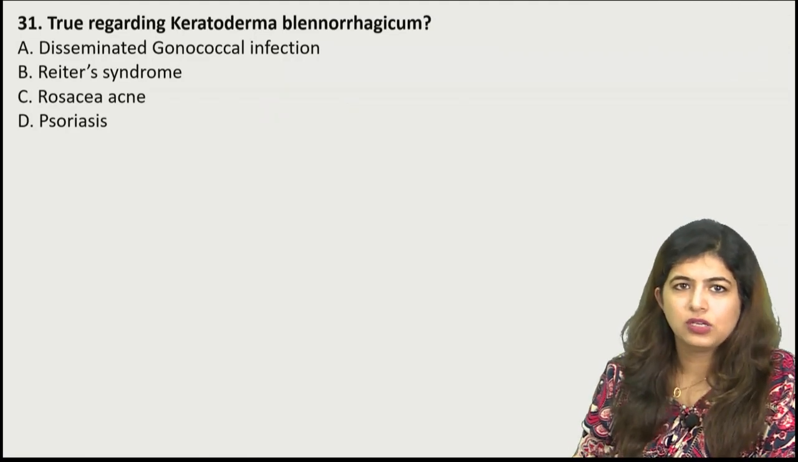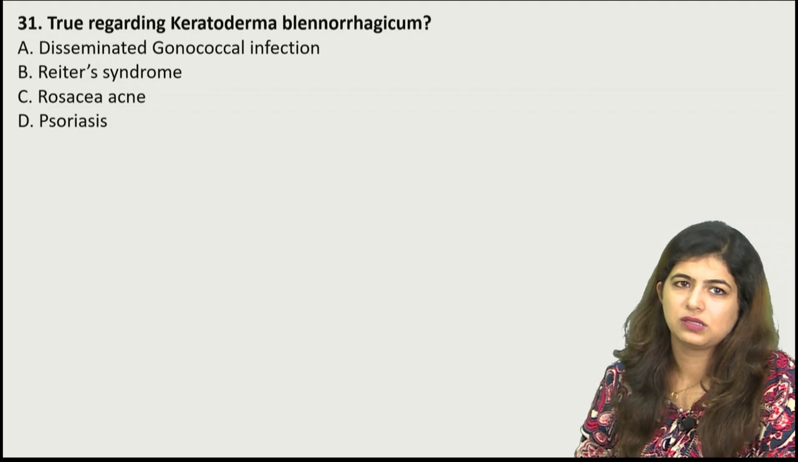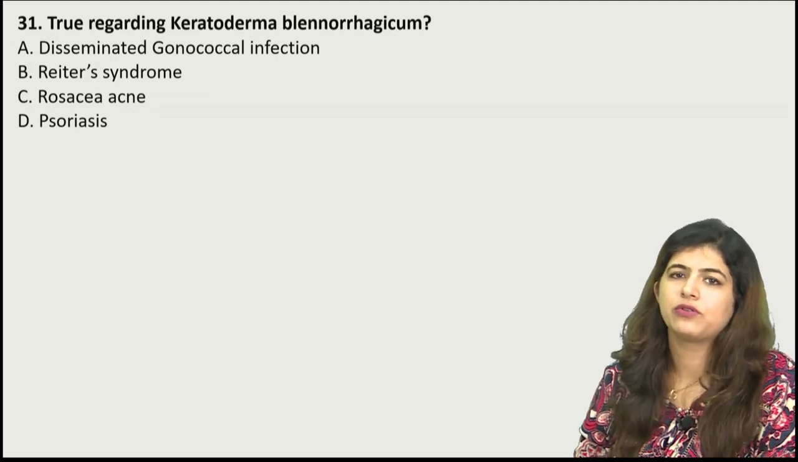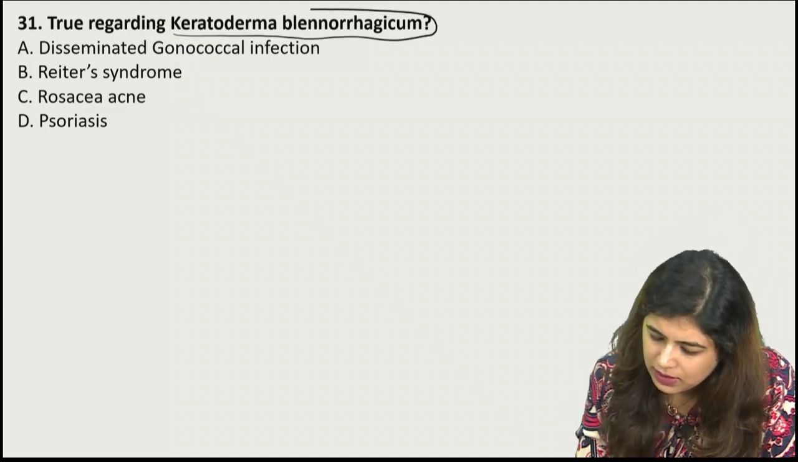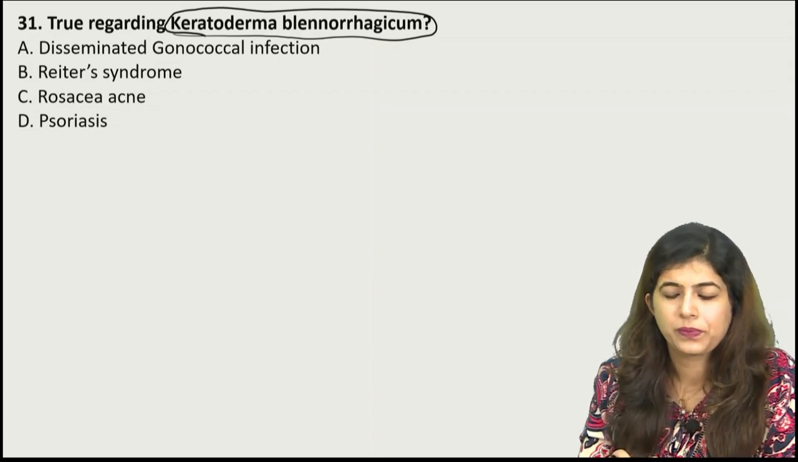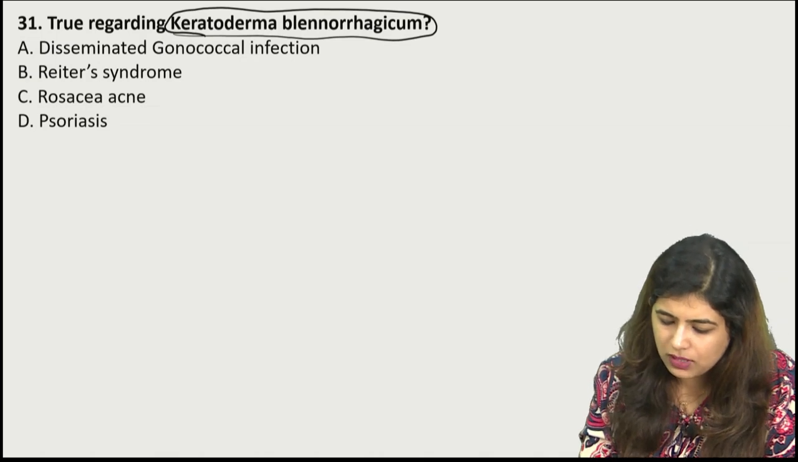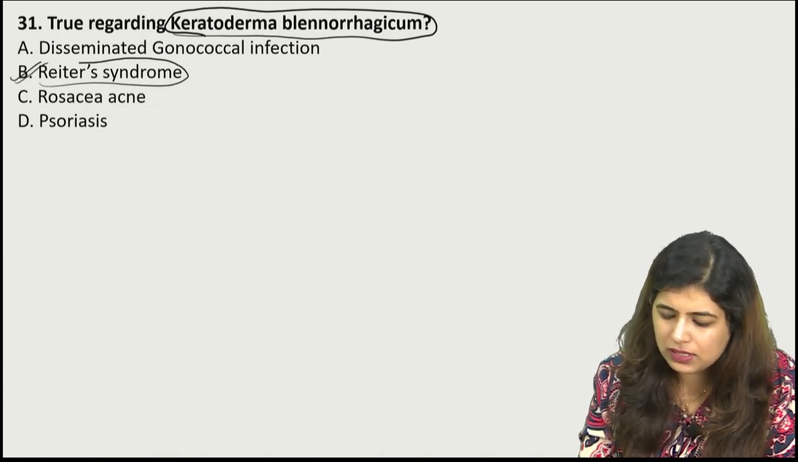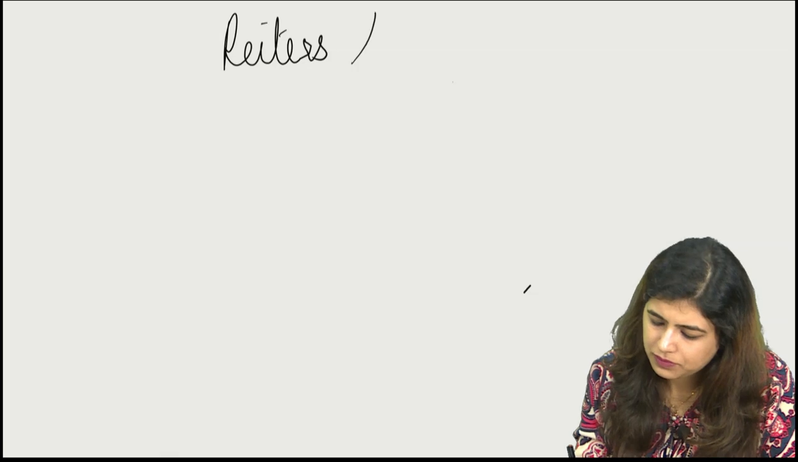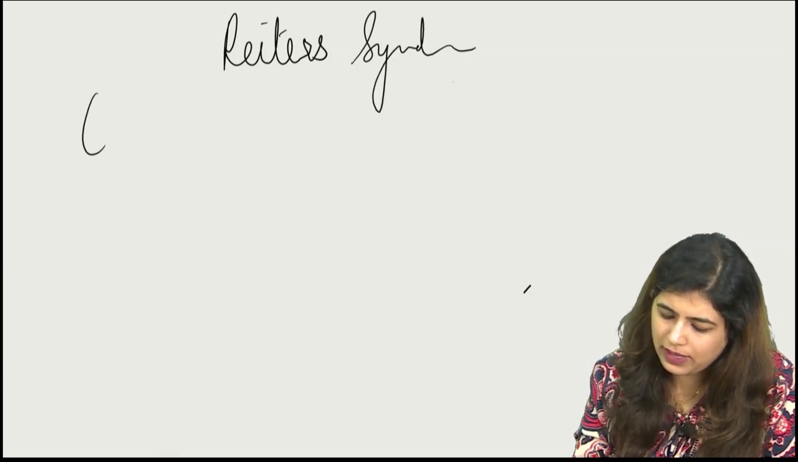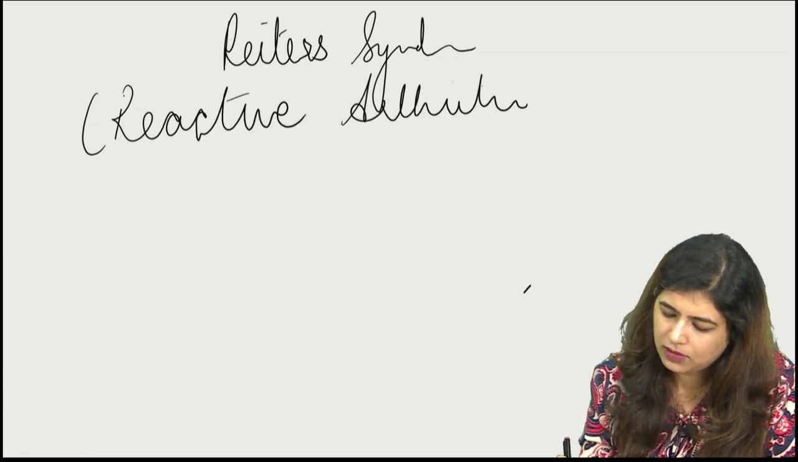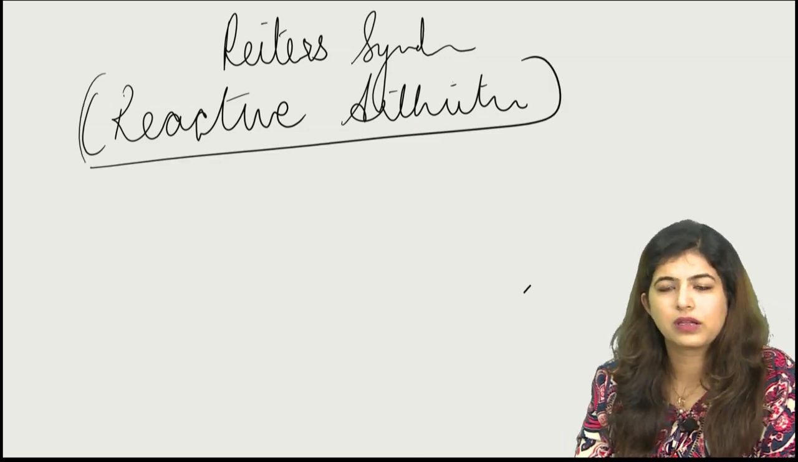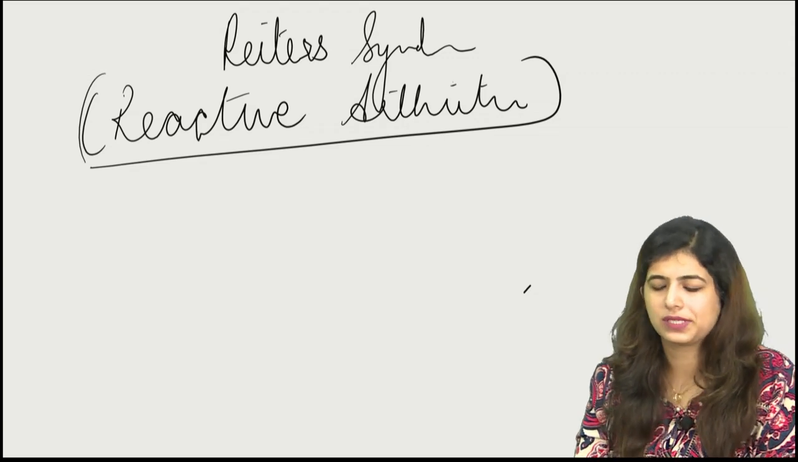Moving on to next question. True regarding keratoderma blennorrhagicum is. So, where is keratoderma blennorrhagicum seen? This is what this question is asking you. Keratoderma blennorrhagicum is a cardinal feature of option B, Reiter's syndrome, which is now also called reactive arthritis. So, reactive arthritis is the disease where you see this finding.